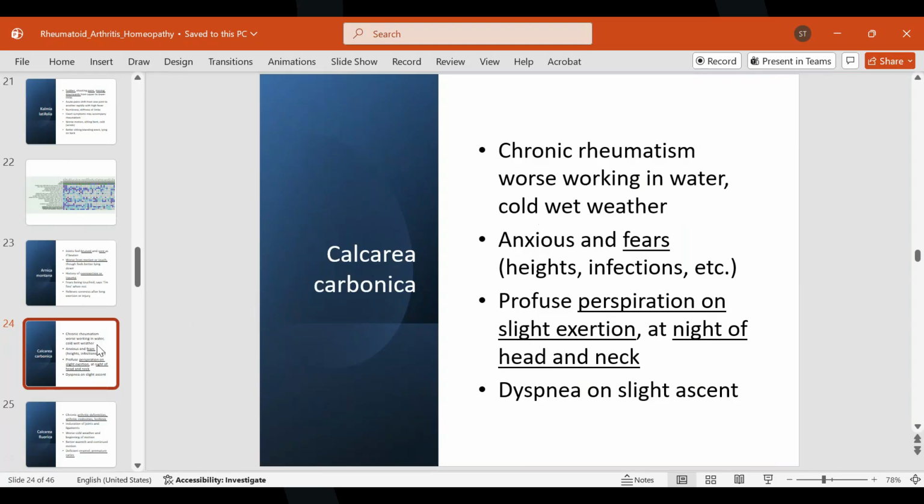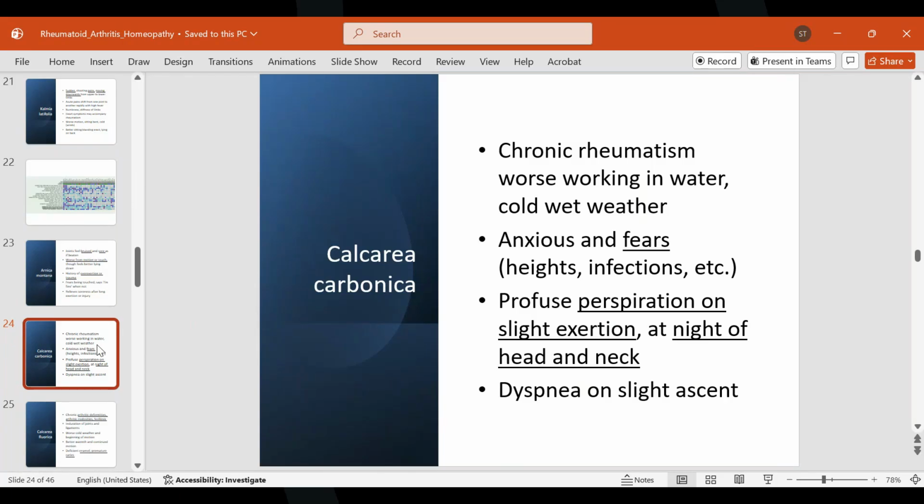Calcarb, again, you want the sweating on slight exertion, at night on the head and neck, at least a history of that in the past. And then you want the fears: heights, infections, they have lots of fears. Phosphorus and calcarb are the two main polycrests that have lots of fears. Without fears, it's hard to prescribe them. Phosphorus would be other fears like thunderstorms, things like that, blood.